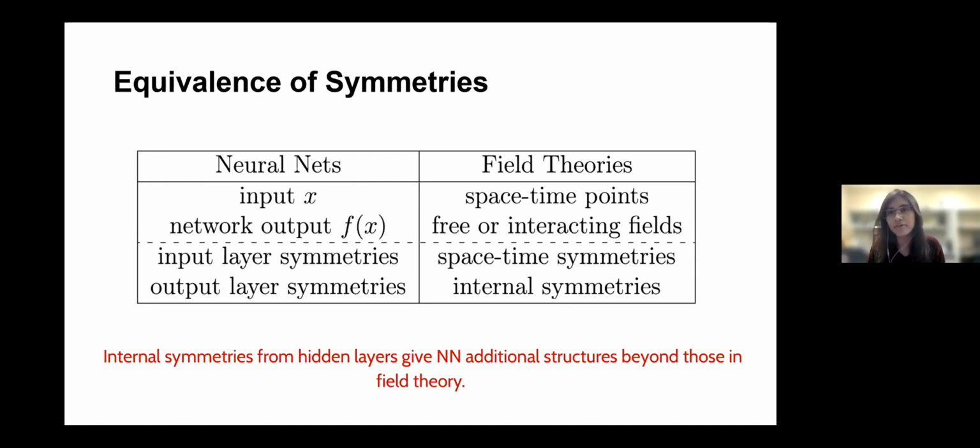And it does not stop there. Interesting fact, neural networks have many hidden layers and their internal symmetries. So you have some additional structures in neural networks that we do not see in field theory. And here, I will refer you back to my advisor Jim's beautiful talk. If you're interested, please go back and check the recording.